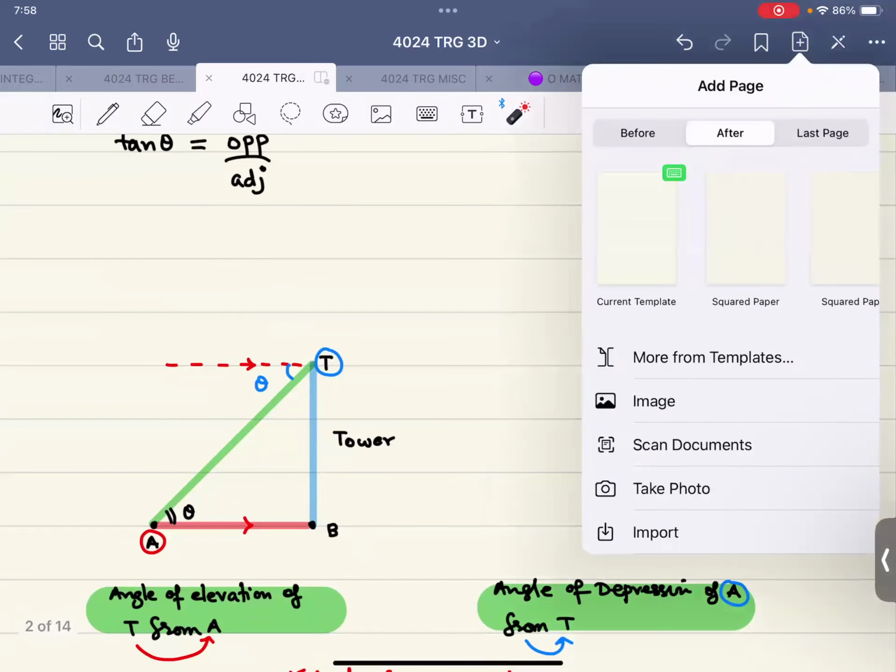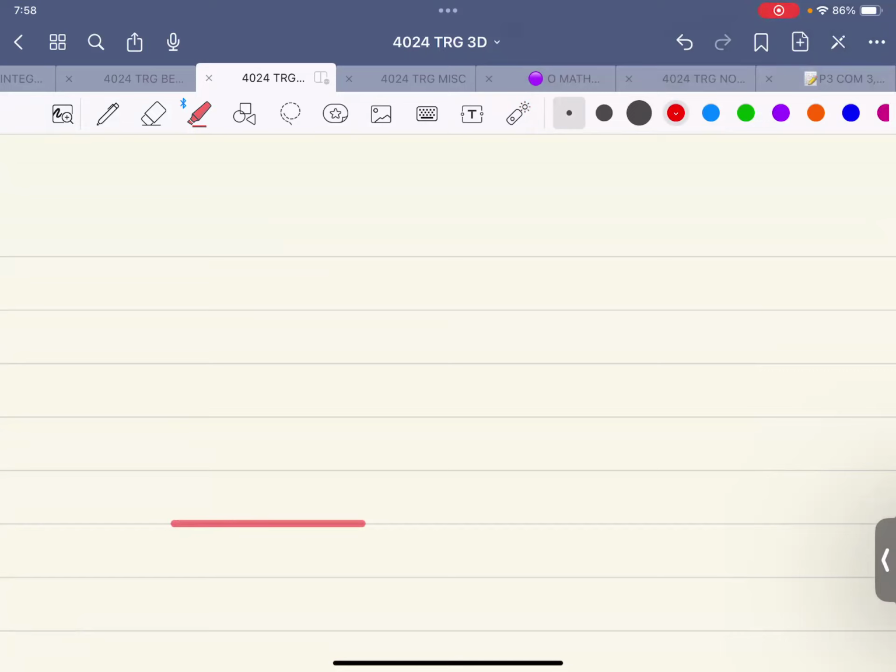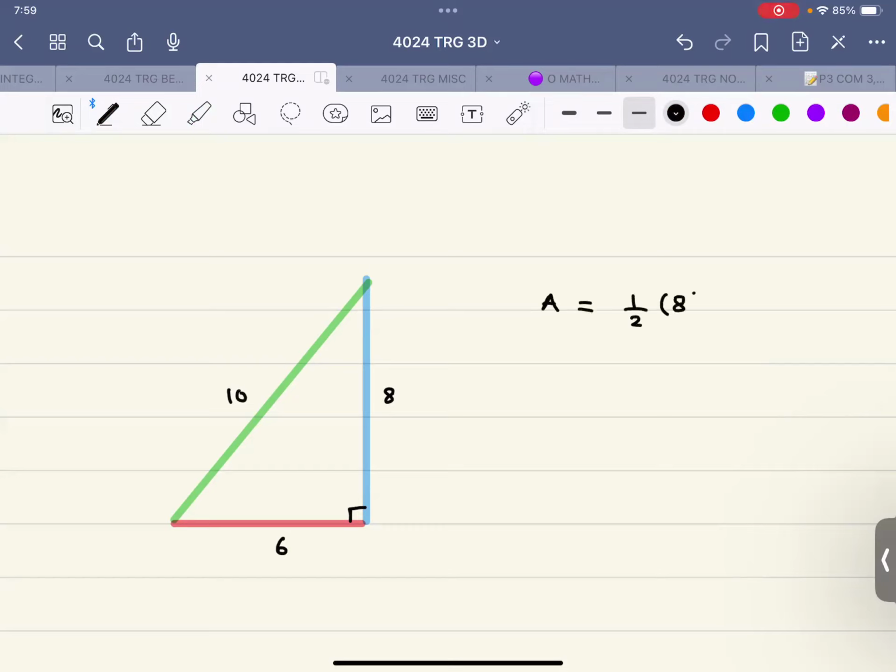What else needs to be known? Let's say I have a triangle and this is the base and this is the height. So let me just make it a little bit bigger. And this is the hypotenuse. And let's say the base has a length of 6 units. Height is 8 units. And Pythagoras theorem will give me this hypotenuse as 10. So the area of the triangle is half into 8 into 6 or 6 into 8, whichever way you want to write it. That is 24 square units.